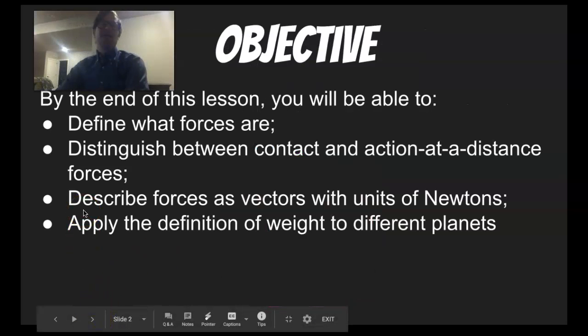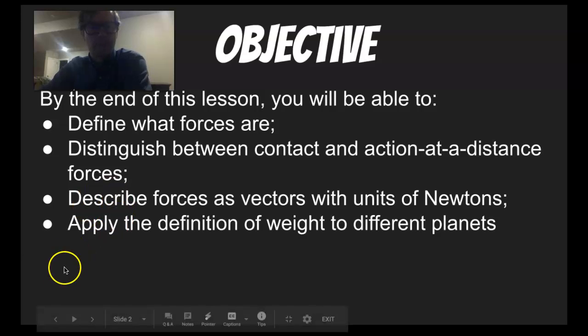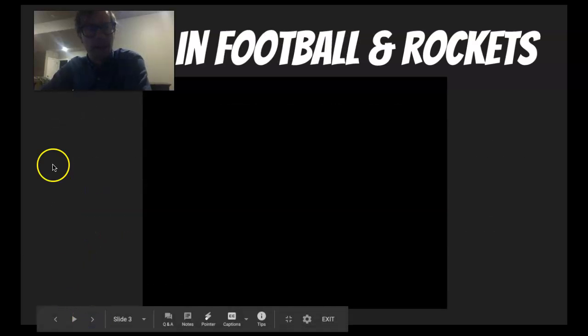Okay, here's what we're doing today. We want to define what forces are, distinguish between contact and action at a distance forces, describe forces as vectors and how they have units of newtons, and then apply the definition of weight to different planets. Cool. Okay. Let's get started.